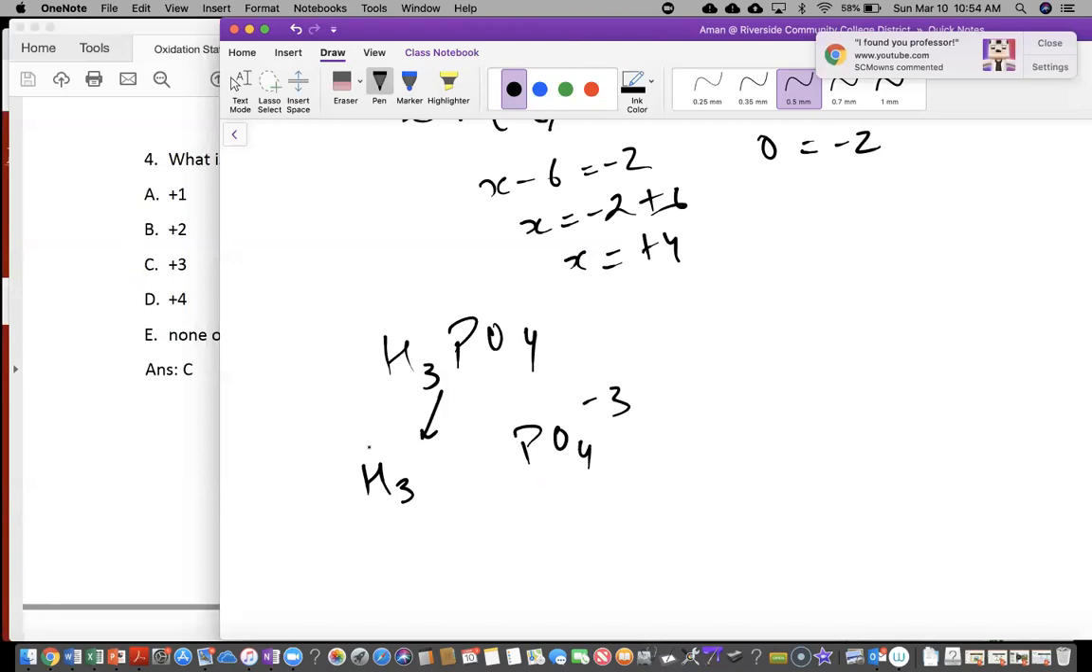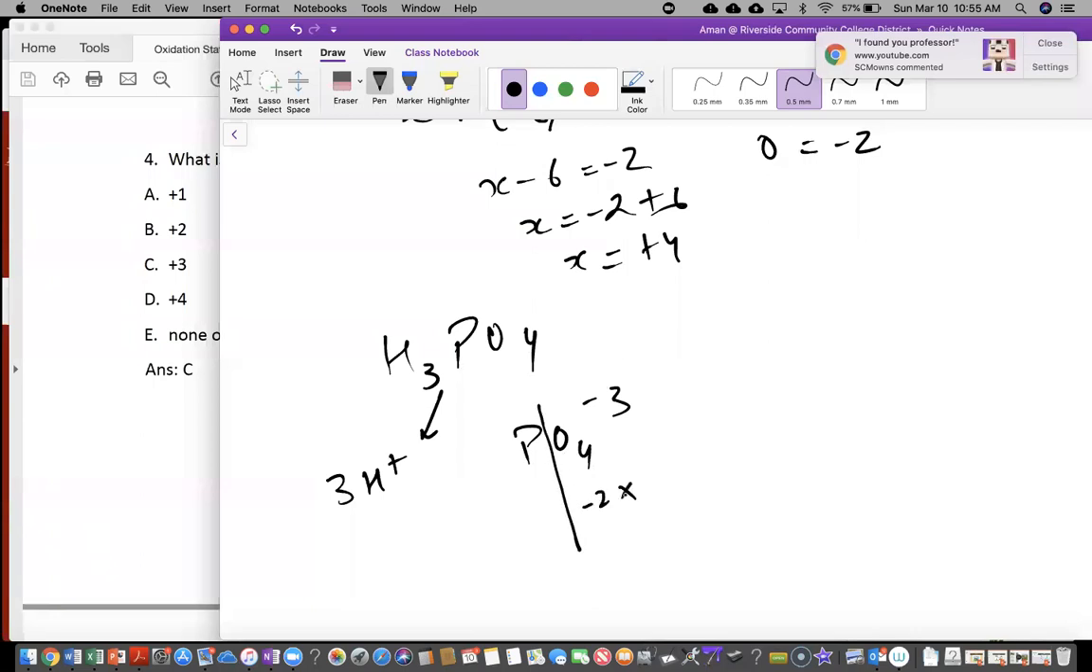To write this correctly, H3PO4 will break into 3H+ and then PO4 -3. So if you have PO4 -3, we're going to find the charge of P and O the same way we did the last one. We'll split this into half.